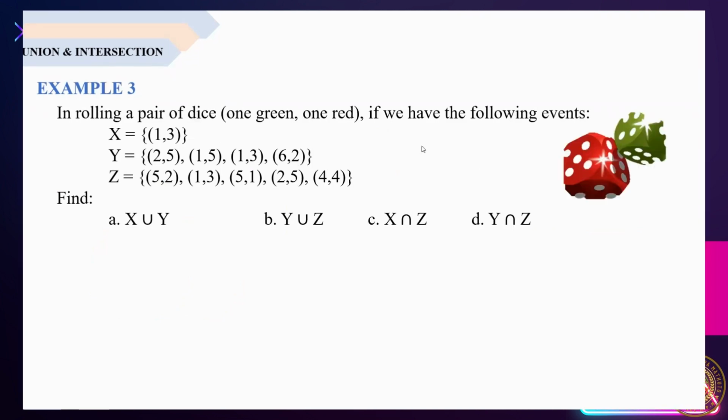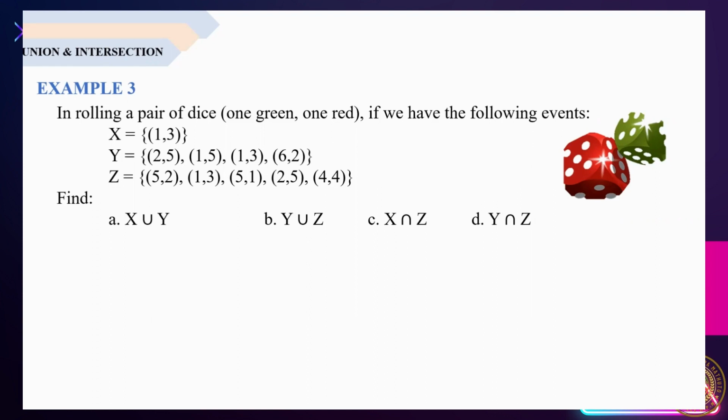Okay, let us have our example number 3. In rolling a pair of dice, 1 green and 1 red, if we have the following events, X is equal to 1, 3, Y, so yung possible events natin, we have 2, 5, 1, 5, 1, 3, and 6, 2. And then sa Z naman, we have 5, 2, 1, 3, 5, 1, 2, 5, and 4, 4. So we have to find the union of X and Y. Letter B, the union of Y and Z. Letter C, the intersection of X and Z. And letter D, the intersection of Y and Z.